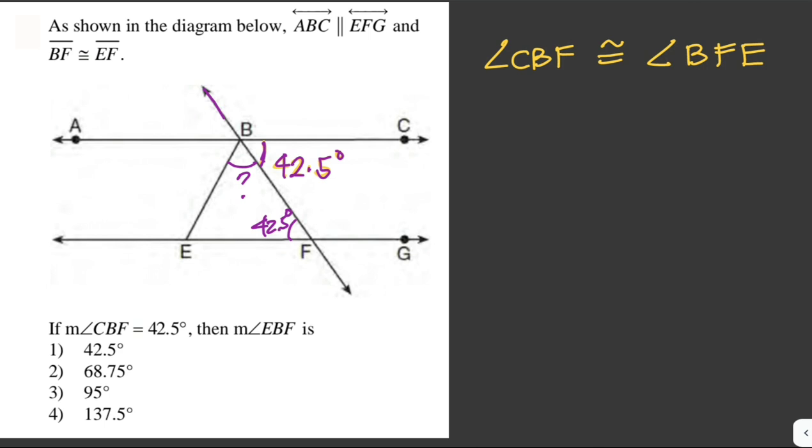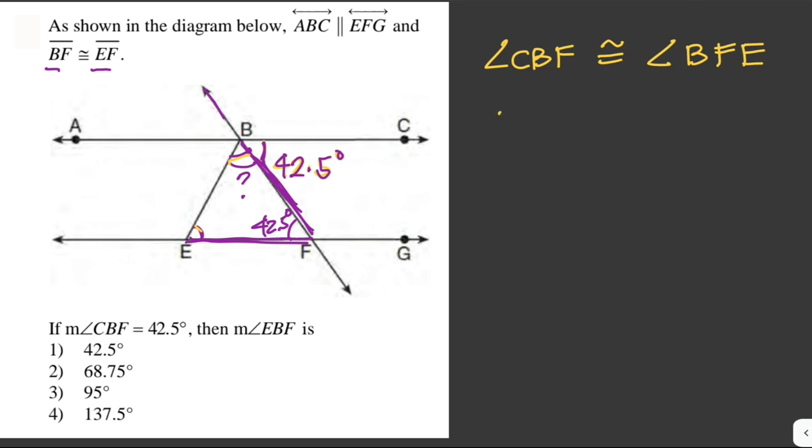And since it is stated here that segment BF, which is one of the sides of the triangle formed here, is congruent to segment EF, which is also one of the sides of the triangle here, that means these angles, the base angles, are also congruent. This forms an isosceles triangle. Now we can solve for this angle here. Okay, so we just have to add them up.